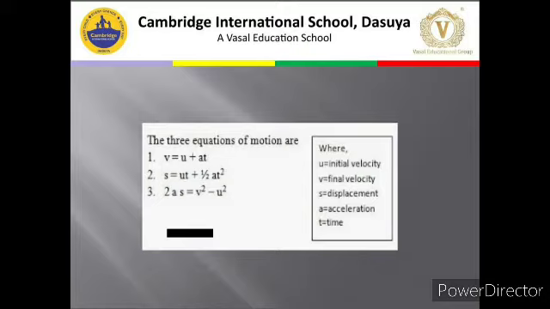So we are going to do the derivations of the first equation, of the second equation, of the third equation, but one by one. So in today's session, I'm just going to talk about the first equation, that is v is equal to u plus at, how it is derived with the graphical method. So let's get started.